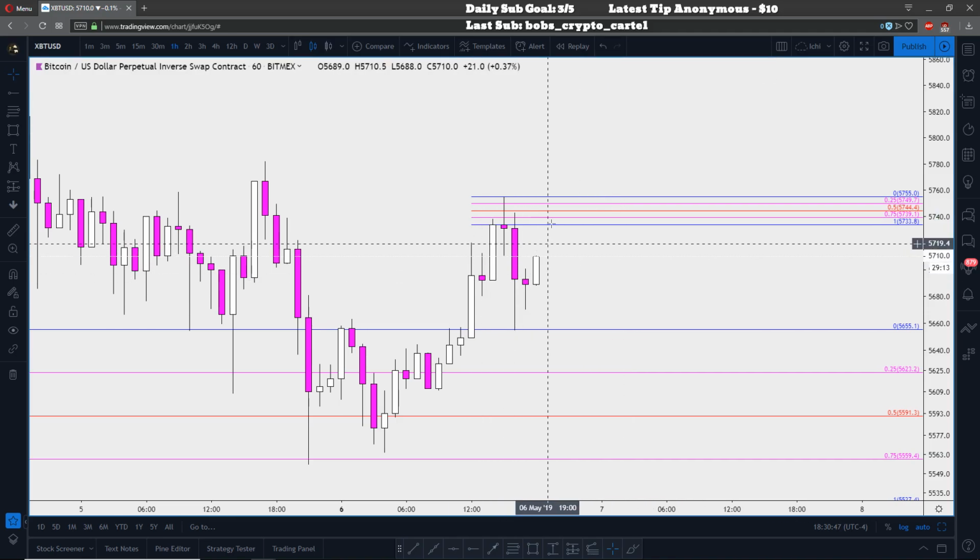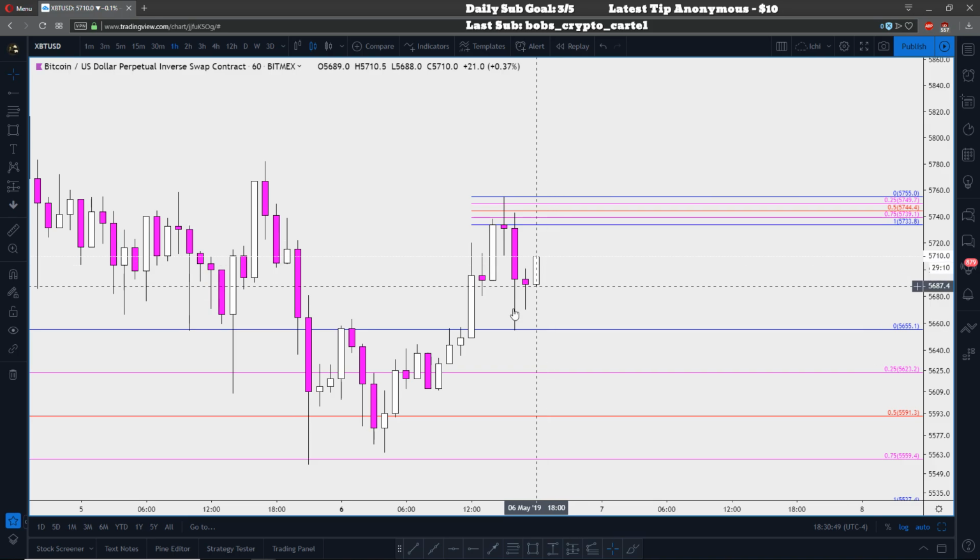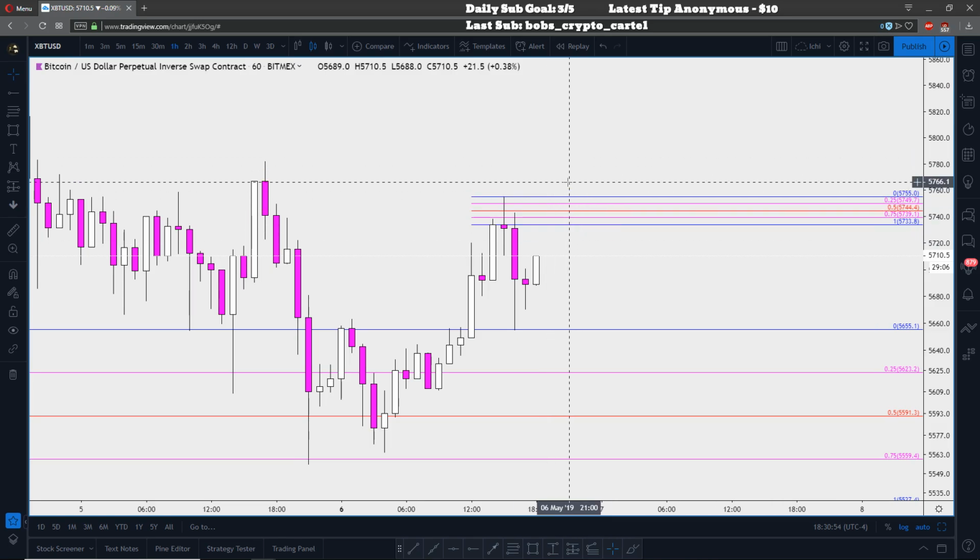So if we wanted to continue higher here on this bullish impulse, we want to see a break through that pivot.